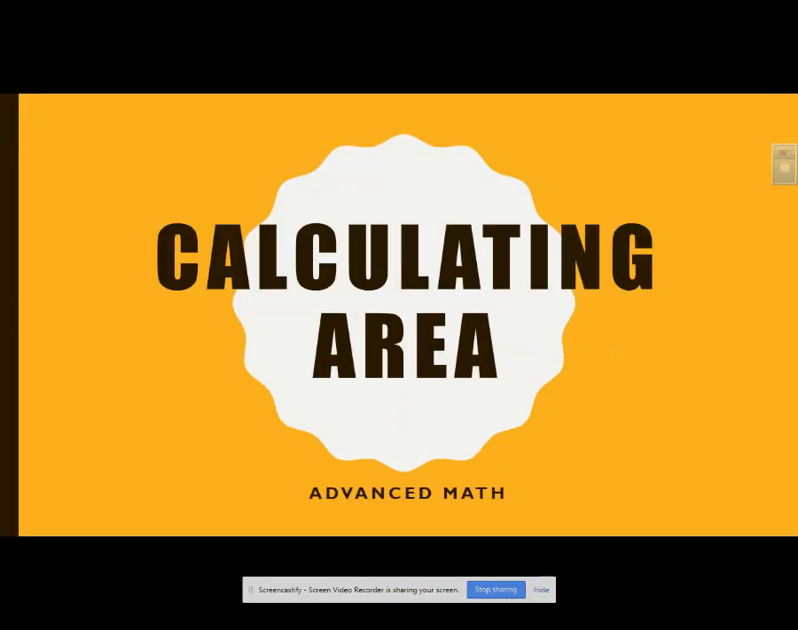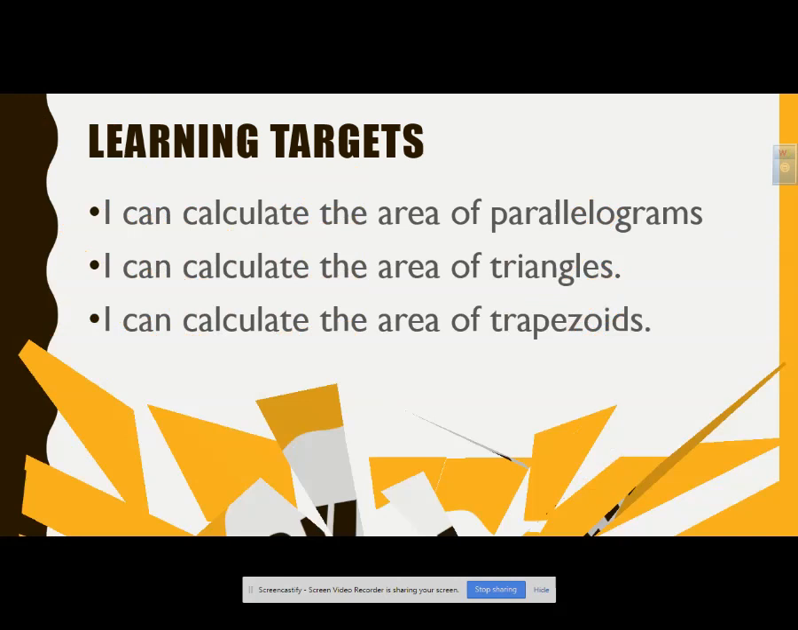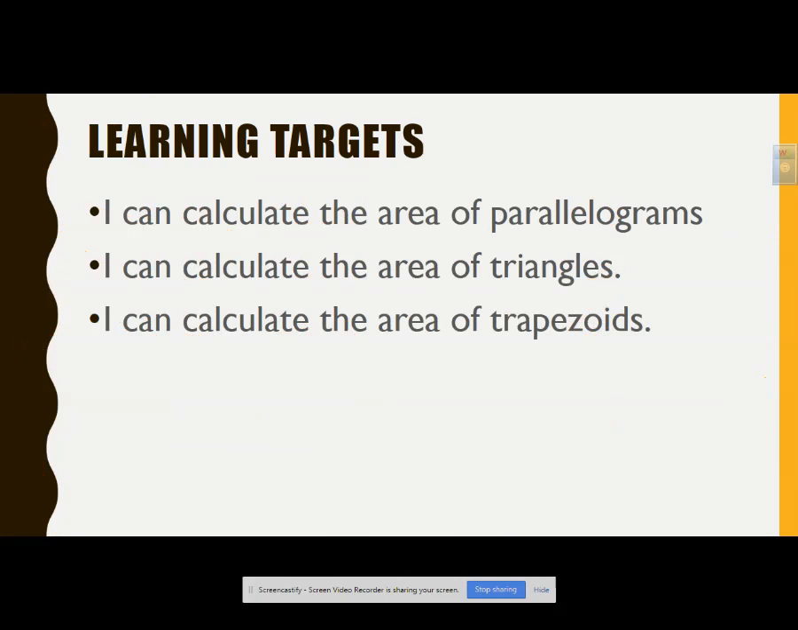All right, today we are going to learn about calculating area, and we're going to cover 3 learning targets. And that is, I can calculate the area of parallelograms, I can calculate the area of triangles, I can calculate the area of trapezoids. So 3 different things today, and you're going to use your guided notes and examples throughout this video.